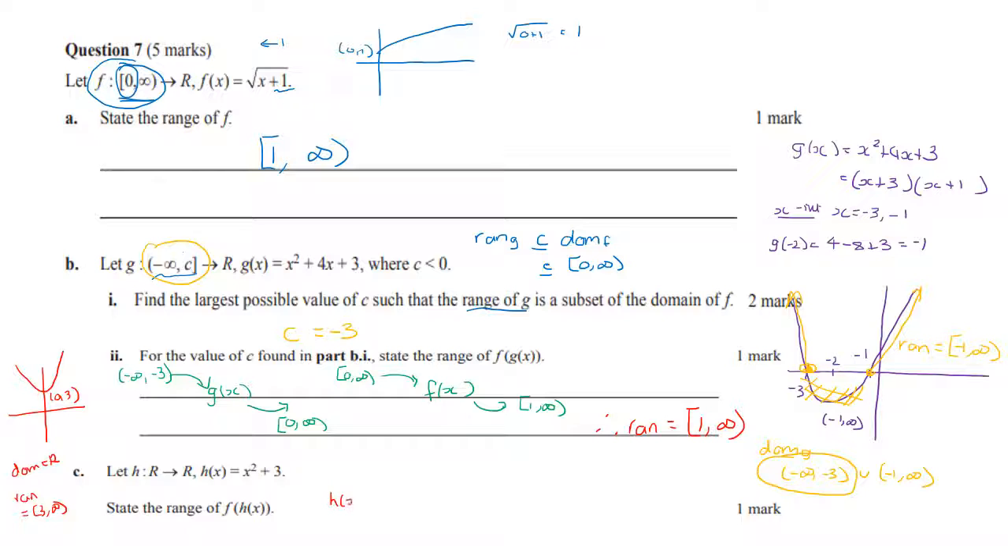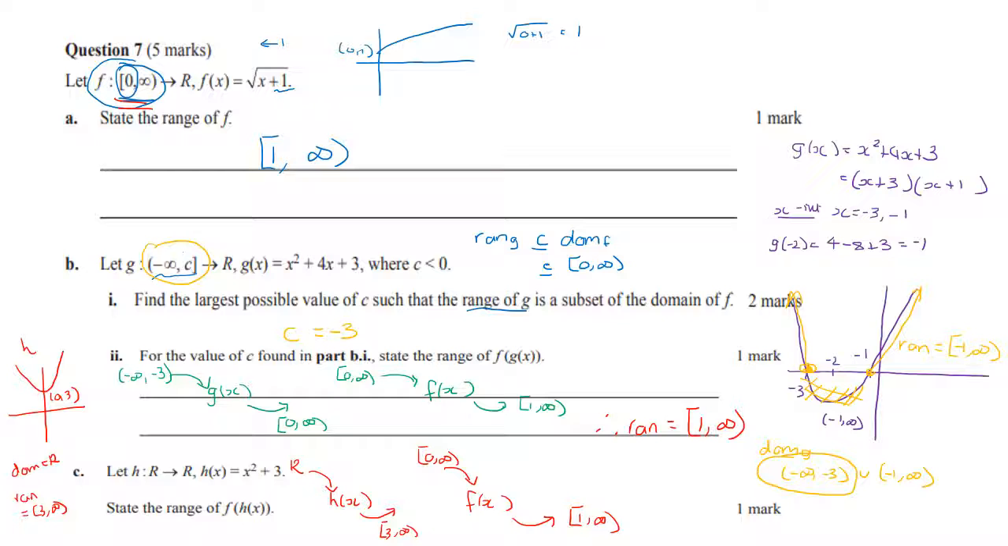So we start with our inside, which is h of x. Then we're going to get to our outside, which is f of x. What goes into h? The possibilities going into h, which we just found out over here. Our domain of h is the reals. What comes out of h is the range of h, which is 3 to infinity. Now our domain of f that we had defined right up here at the start was 0 to infinity, and the range of f we had at the start was 1 to infinity, that we established in part A of the question.